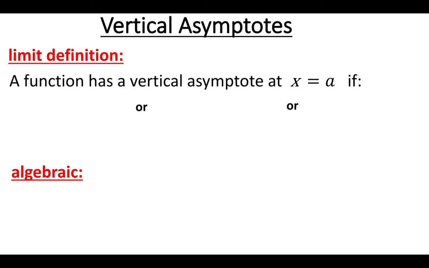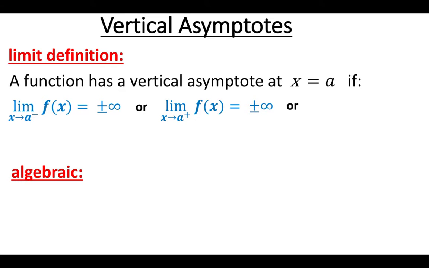So the limit definition of a vertical asymptote is: a function has a vertical asymptote at the point x equals a if the limit as x goes to a from the left of the function is either plus or minus infinity, if the limit from the right is either plus or minus infinity, or just the overall limit in general as x approaches some a is plus or minus infinity. Now in all of these, you might make a note that a is a constant. It cannot be plus or minus infinity. So basically, the limit as we approach a constant from either direction or from both directions, if it equals plus or minus infinity, then we can say that there is a vertical asymptote at that point.